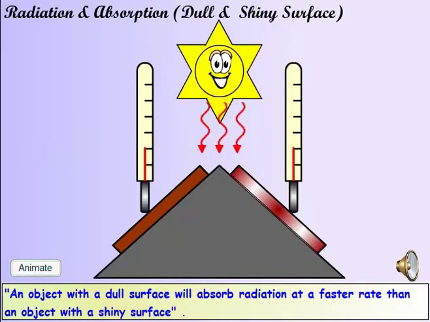Dull surfaces absorb radiation at a faster rate than shiny surfaces. Shiny surfaces reflect a lot of the radiation that is incident on them.